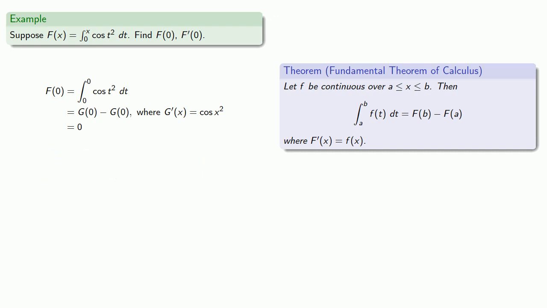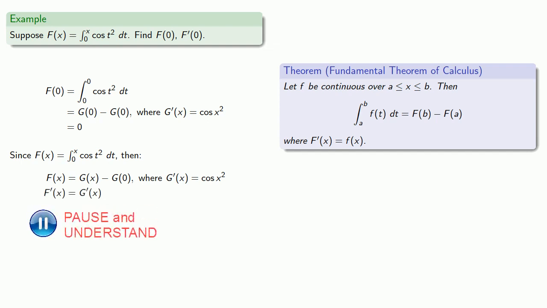How about f prime of 0? We can still rely on this version of the fundamental theorem of calculus. Since f of x is the integral from 0 to x of cosine t squared dt, we find that f of x is g of x minus g of 0, where g prime of x is cosine x squared. Now, remember, g of 0 is a constant. It's some numerical value. And so when we differentiate, f prime of x is g prime of x. If only there was some way of knowing what g prime of x was. Oh wait, here it is. And so we can find f prime of 0.